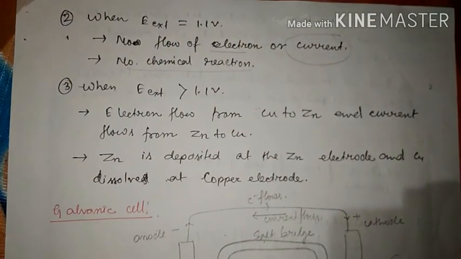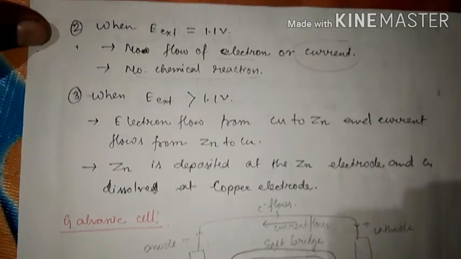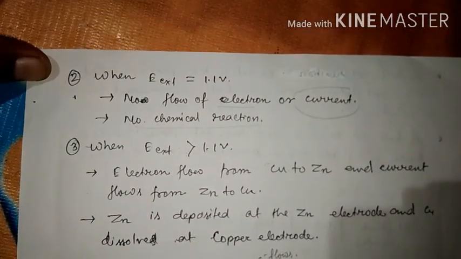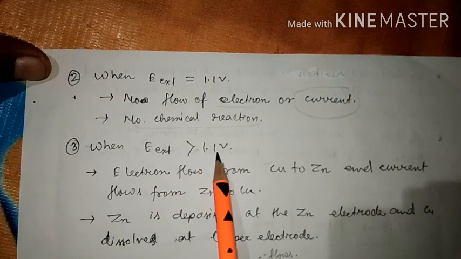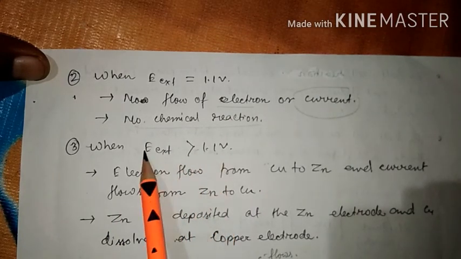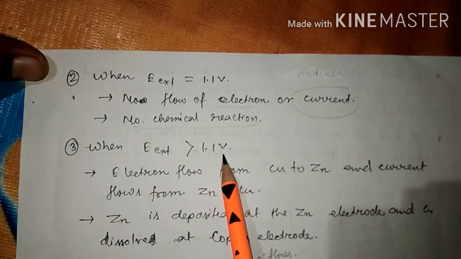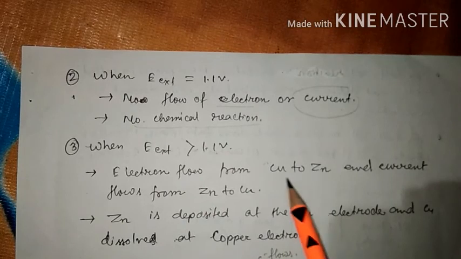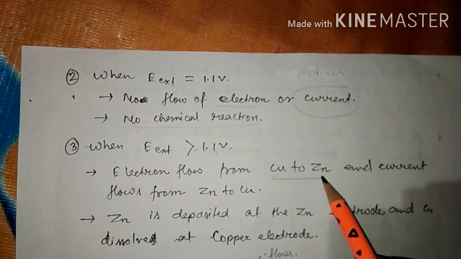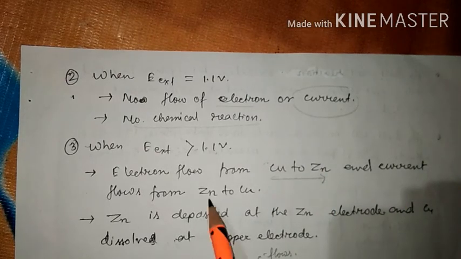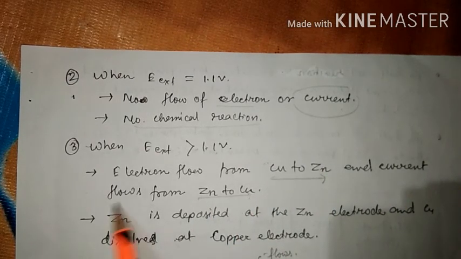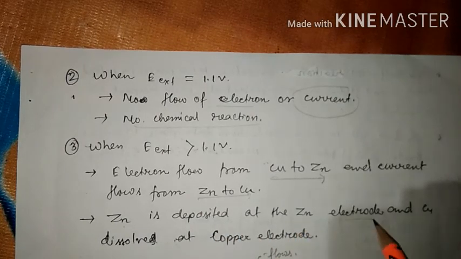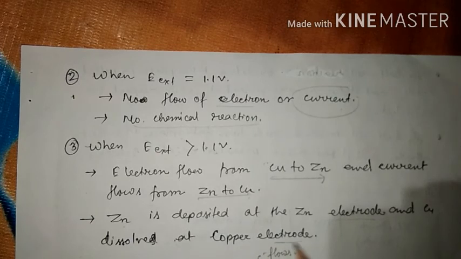Next, this one. Now when the external voltage is greater than 1.1 volt, then the chemical reaction reverses. That means electrons flow from copper to zinc. Electrons flow from copper to zinc, and obviously current will flow from zinc to copper. Zinc to copper. Then copper dissolves at the copper electrode.